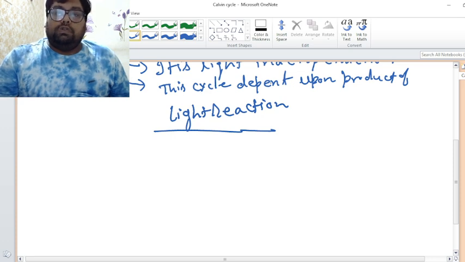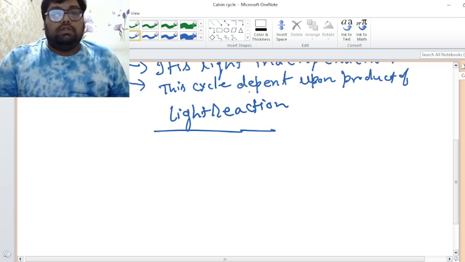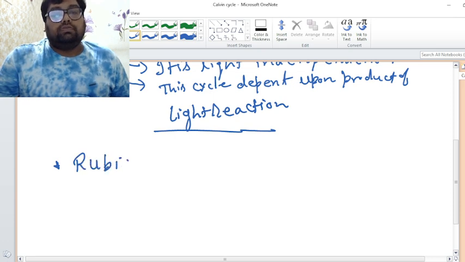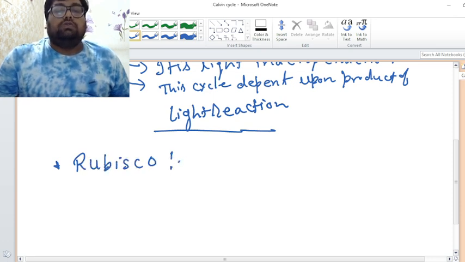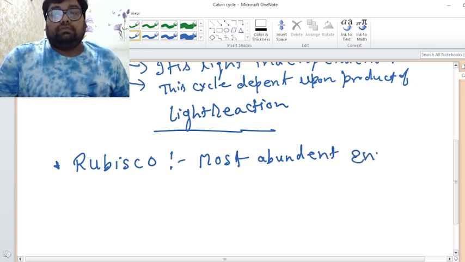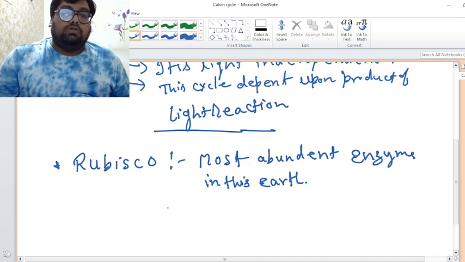Now we are going to explain this cycle in detail. First of all, what are the requirements for this cycle? One is Rubisco. Rubisco is the most abundant enzyme on this earth.